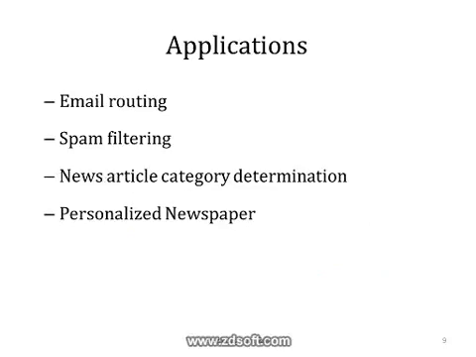Now coming to the applications, the major applications of classification are email routing, where our emails are categorized as primary mails, promotion mails, social mails, etc. in our mailbox. The next is spam filtering, to classify the incoming mails as spam or not. Next is the news article category determination. We can see in newspapers and e-magazines that the news is classified under several topics such as politics, sports, entertainment, etc. The last one is the personalized newspaper.